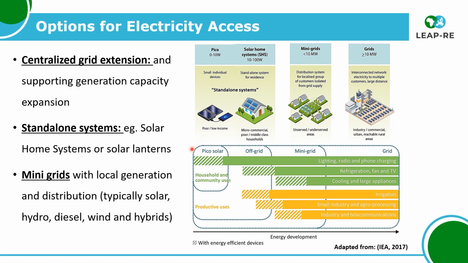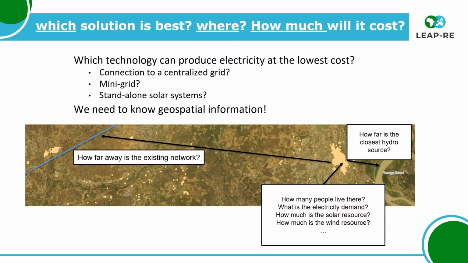These can provide many different energy services across the chain, including sometimes more services where energy-efficient devices are used. So many solutions exist, but which ones are the best? Where should we deploy them? How much will they cost? And when should we do these?